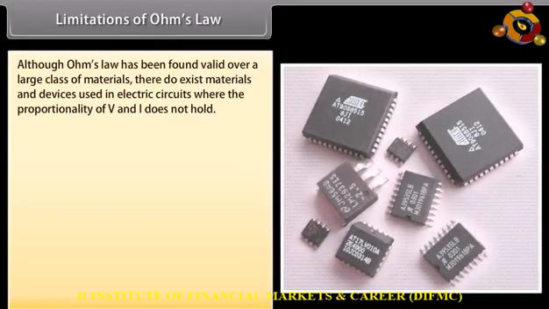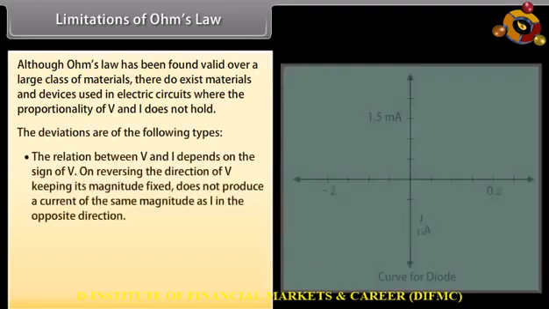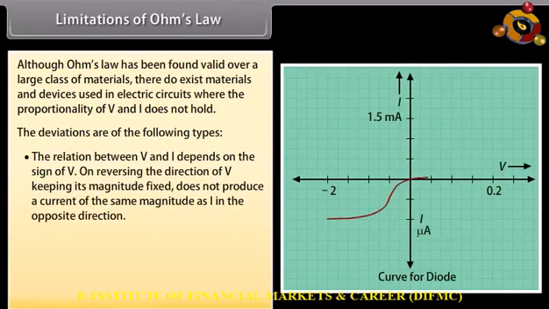Limitations of Ohm's law. Although Ohm's law has been found valid over a large class of materials, there do exist materials and devices used in electric circuits where the proportionality of V and I does not hold. The deviations are of the following types. The relation between V and I depends on the sign of V. On reversing the direction of V, keeping its magnitude fixed does not produce a current of the same magnitude as I in the opposite direction.